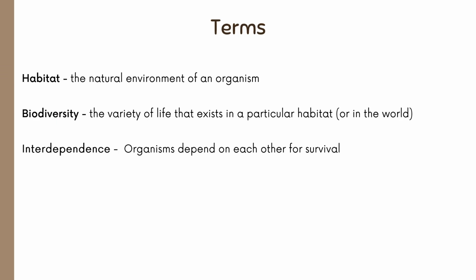Before we begin, I want you to understand some key terms. So habitat refers to the natural environment of an organism. Biodiversity refers to the variety of life that exists in a particular habitat or in the whole world. And then interdependence refers to how organisms depend on each other for survival.